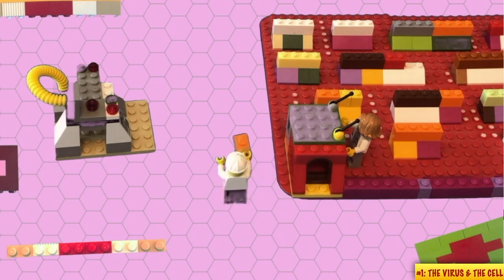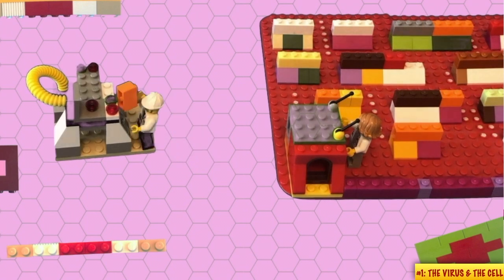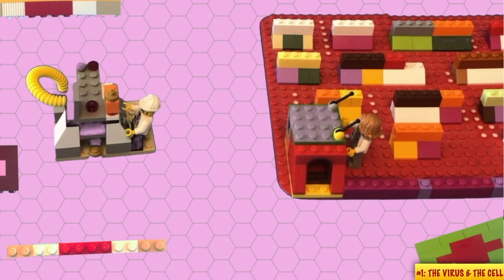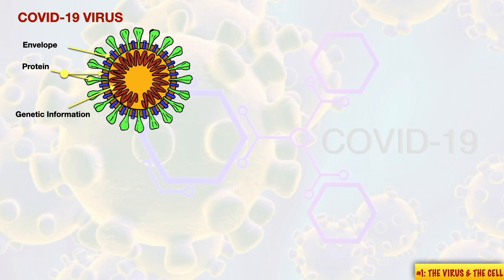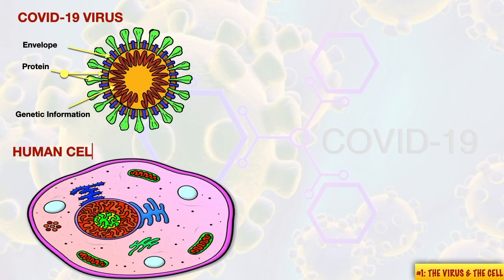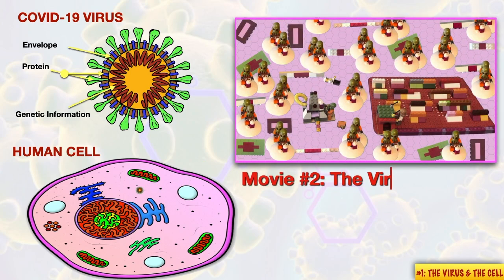The RNA is then transferred to a special cell organelle where it is used to make the molecules needed to carry out the task. The task might be to get oxygen from the blood, if it is a lung cell, or get energy from food, if it's a gut cell. So now we have been introduced to the COVID virus and the human cell. In the next movie, we will see what happens when the virus invades the cell.